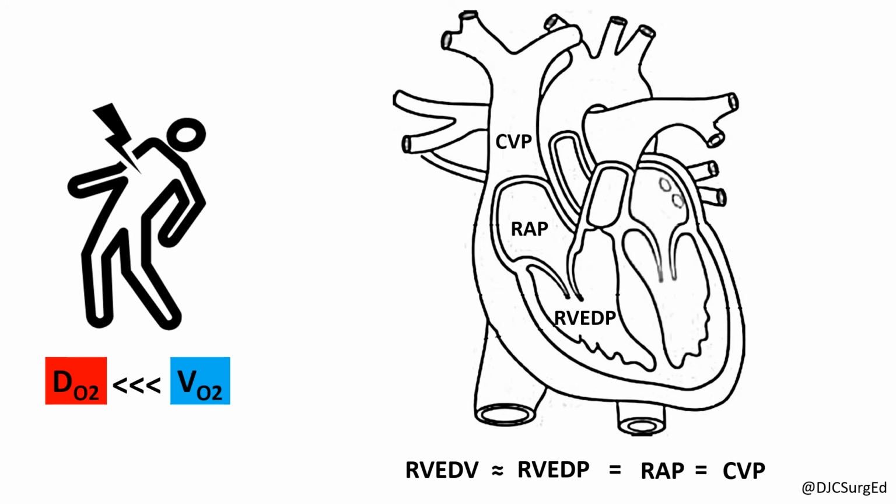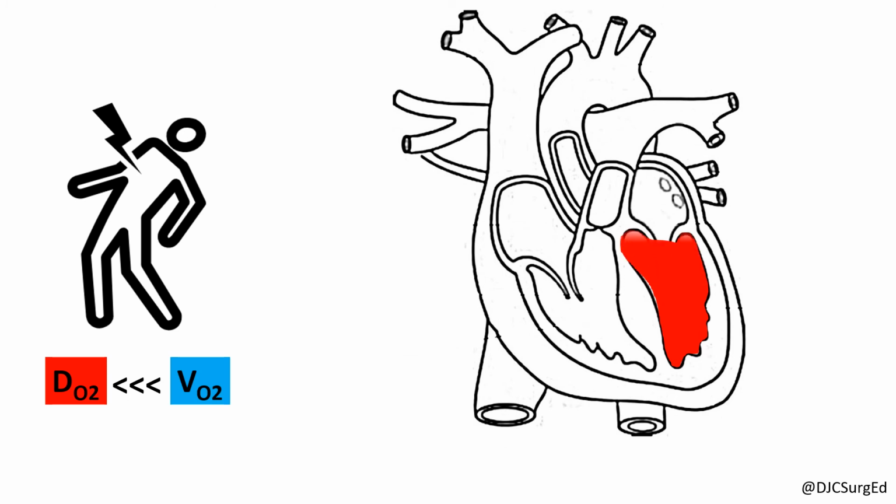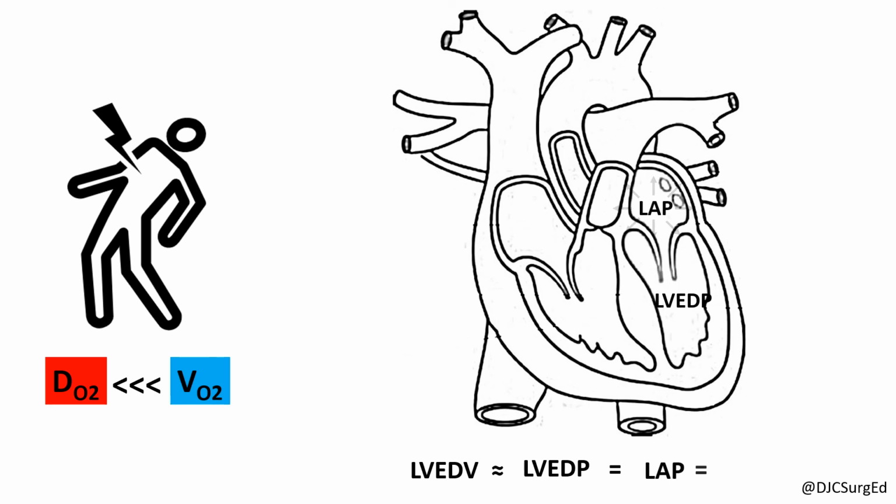The same can be said of the left heart. The left ventricular end diastolic volume is proportional to the left ventricular end diastolic pressure, which is equal to the left atrial pressure and subsequently the pulmonary capillary wedge pressure.